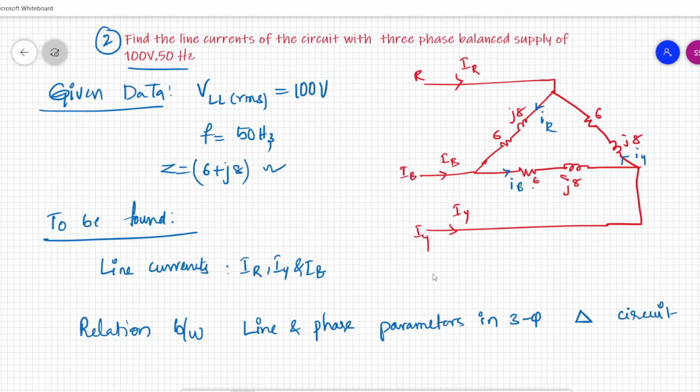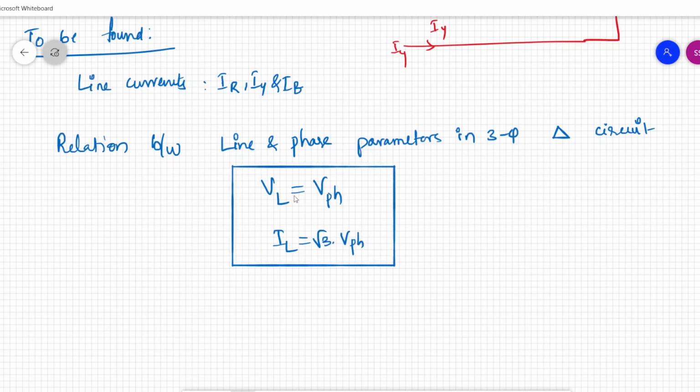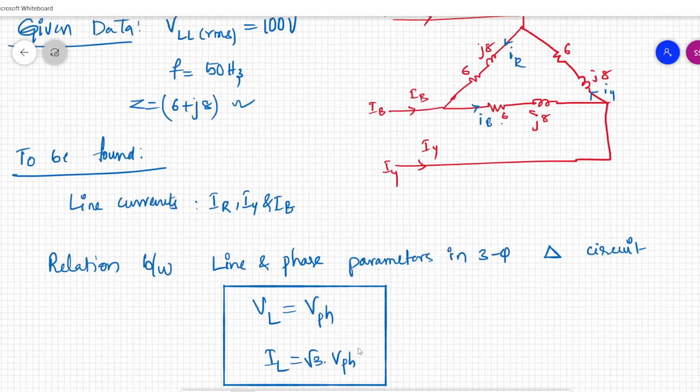That is, what is the relation between line and phase voltages? So here line voltage is equal to phase voltage, but line current is equal to root 3 times phase current. So this is the relation for line and phase parameters in delta circuit. So what we need to find is line current. If you can find the phase current, root 3 into phase current will be your line current. This is I phase, right?